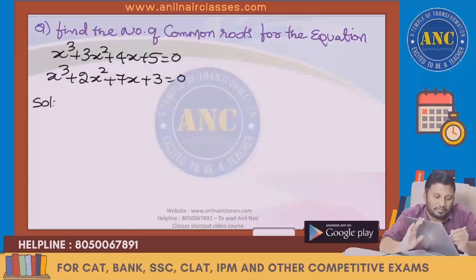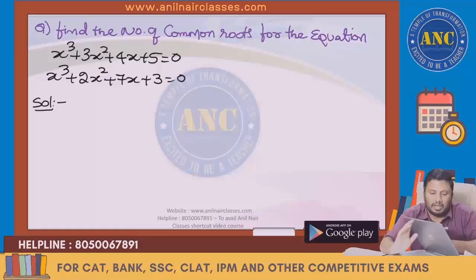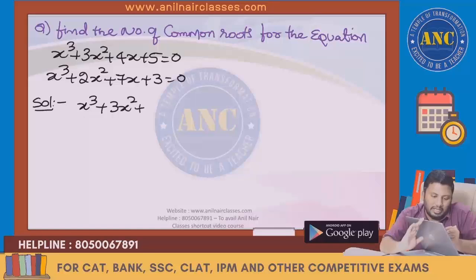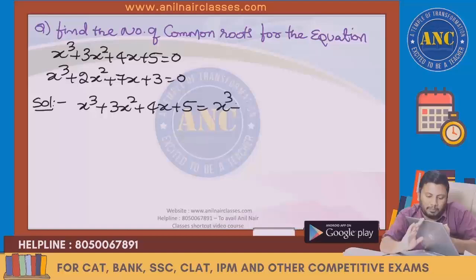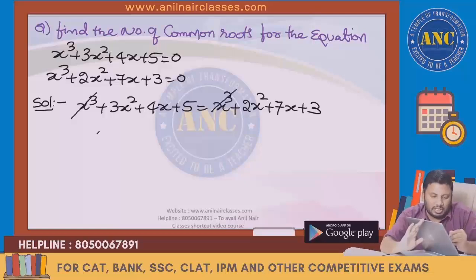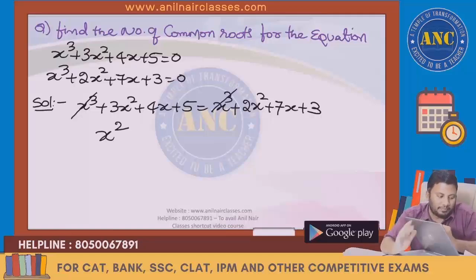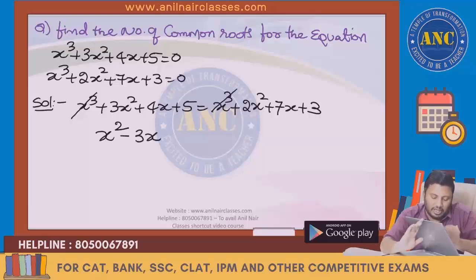Listen carefully, sir. Both are equated with 0, so I can equate both the curves. If I equate both the curves, I will get the point of intersection of two curves. So what I am doing is first finding the solution. X cube cancels. 3x square minus 2x square is x square. 4x minus 7x is minus 3x. 5 minus 3 is 2. X square minus 3x plus 2 equivalent to 0.